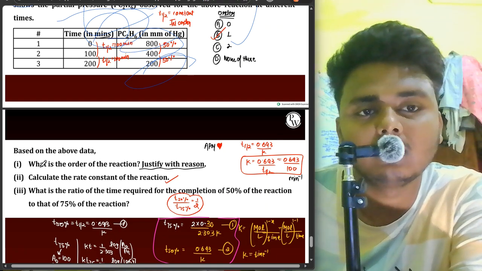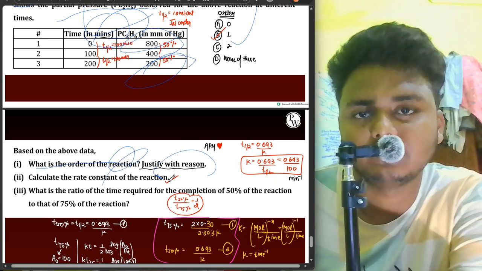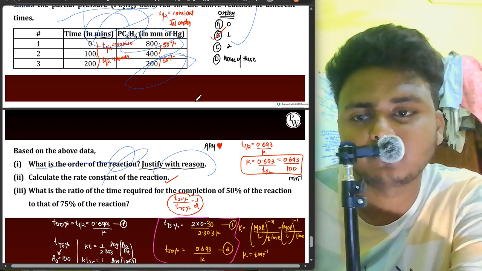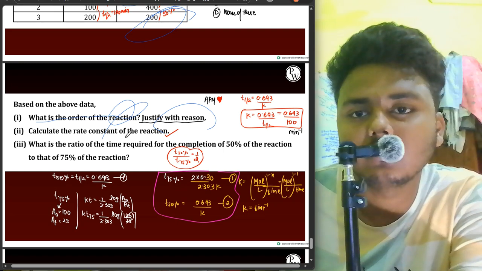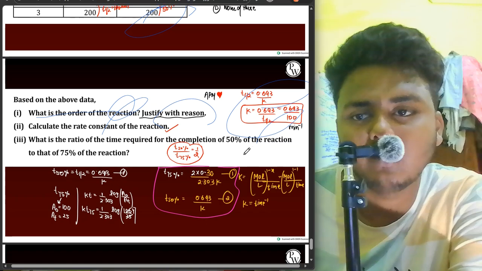And also asked is what is the order of the reaction, justify with reason. It is one. Another is to calculate the rate constant of the reaction. Therefore the rate constant is 0.693 by 100.